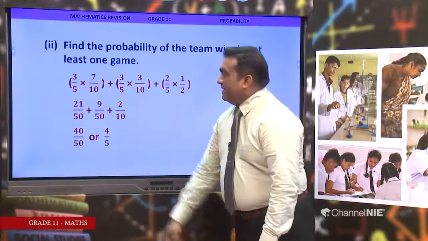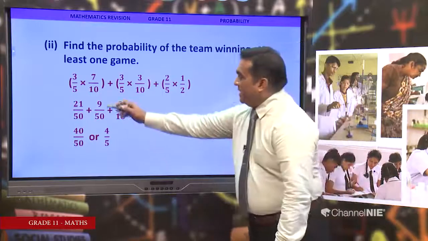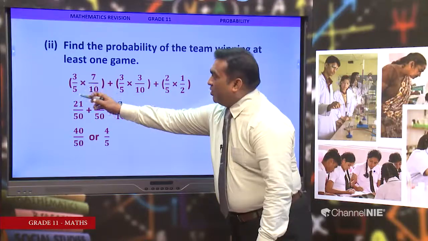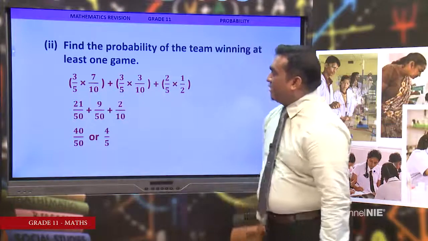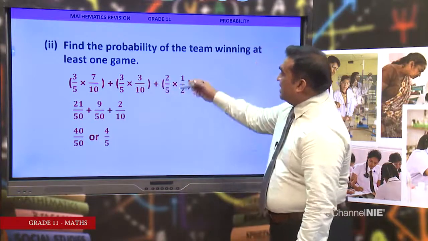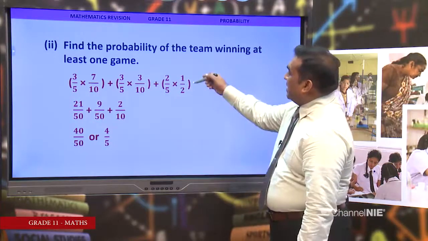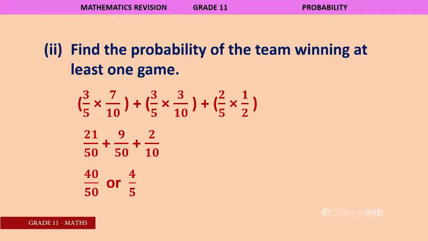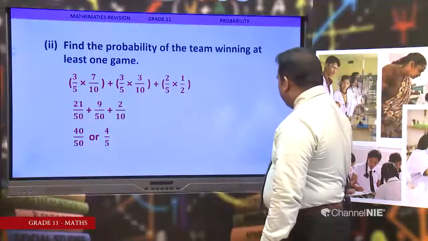Here we consider 3 branches: 3 over 5 multiplied by 7 over 10 plus 3 over 5 multiplied by 3 over 10 plus 2 over 5 multiplied by half. Then you have 21 over 50 plus 9 over 50 plus 2 over 10. It means 40 over 50 or 4 over 5. How did you get this one? Like this.